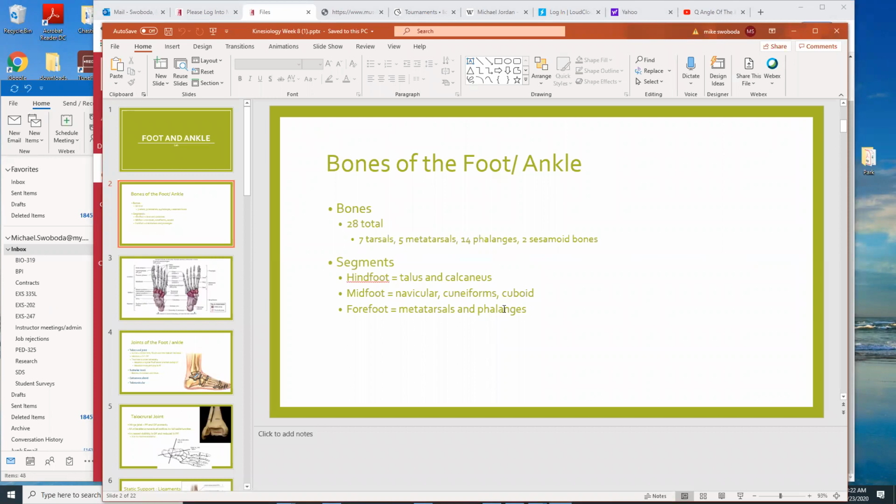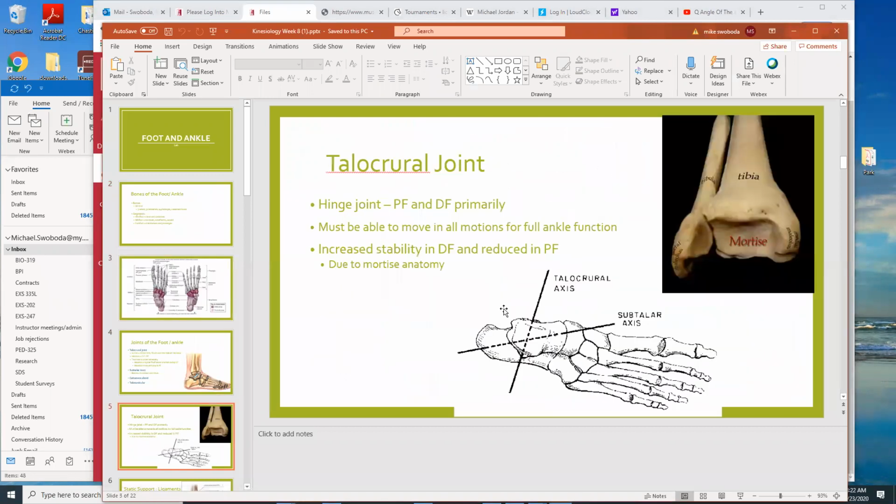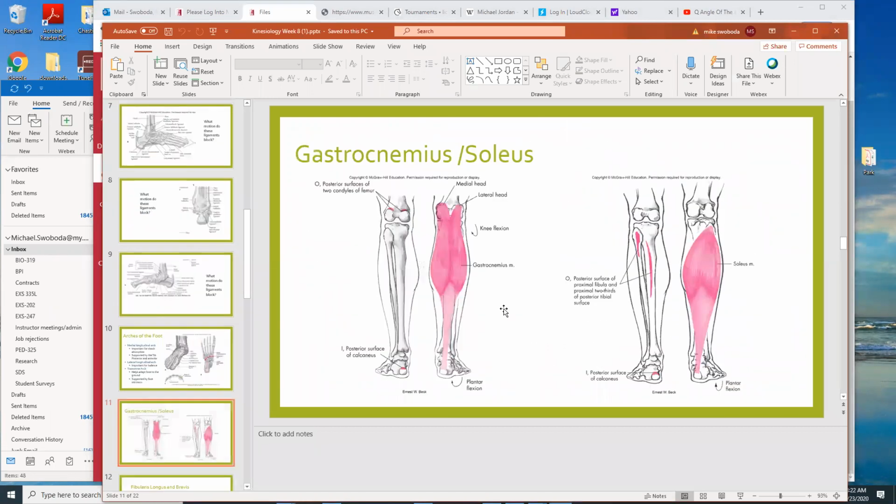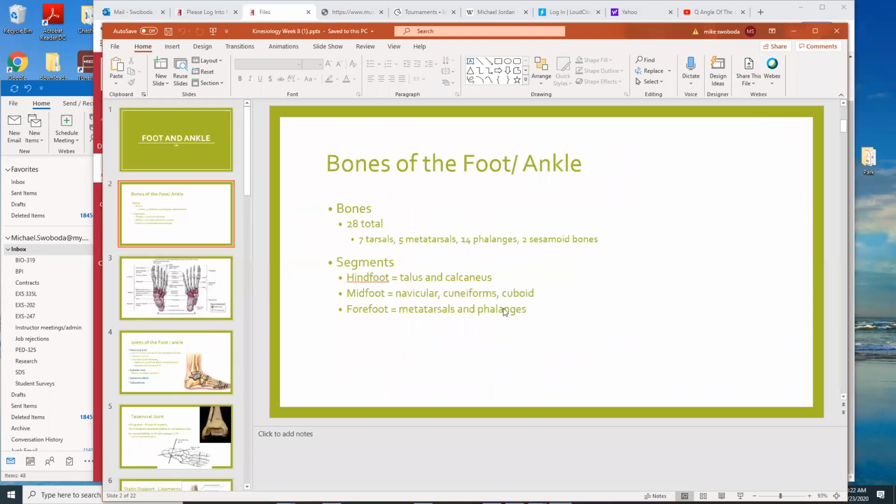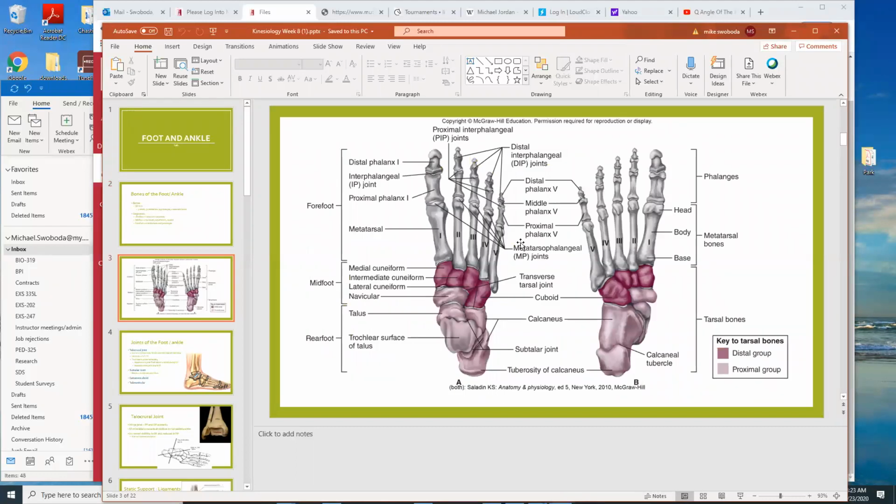There's a lot of bones, there's a lot of soft tissue, there's a lot of muscles. So I wanted to really quickly go over what you actually need to know, because you don't need to know all 28 bones. You don't need to know every single segment of everything. But there's a couple things you should know.